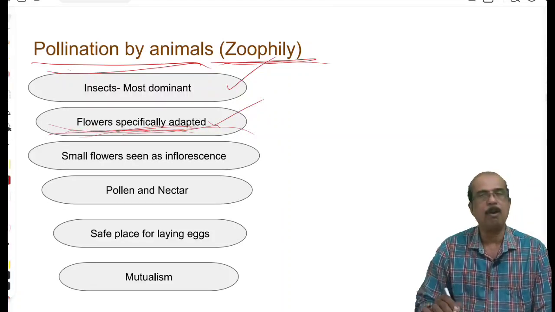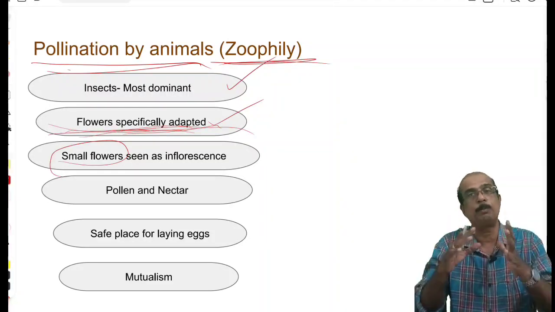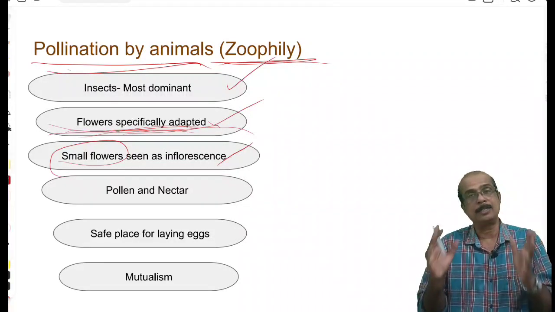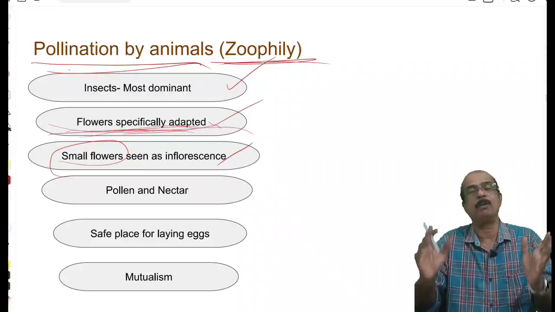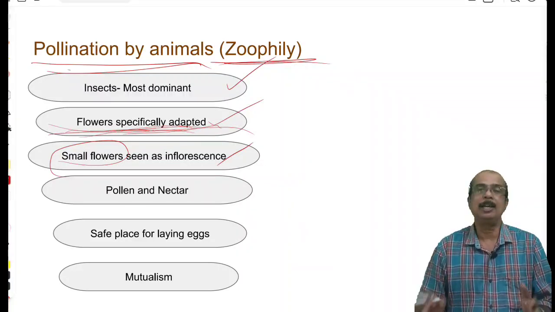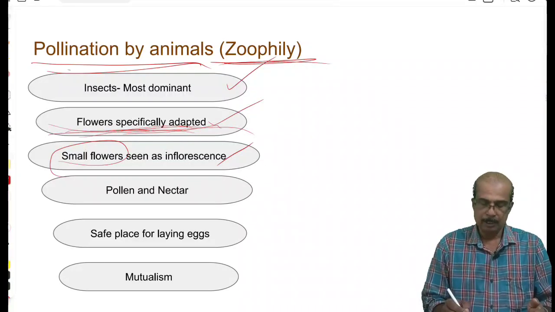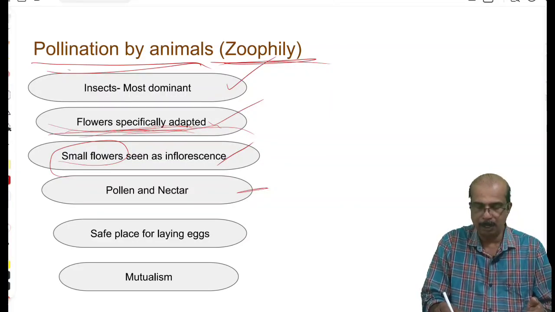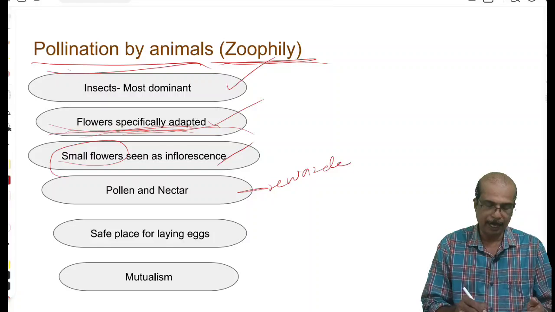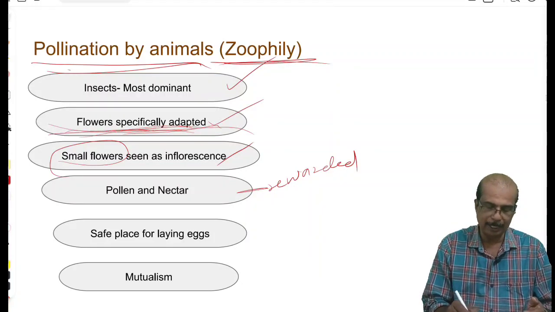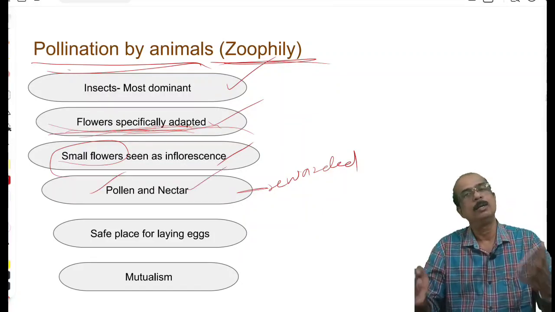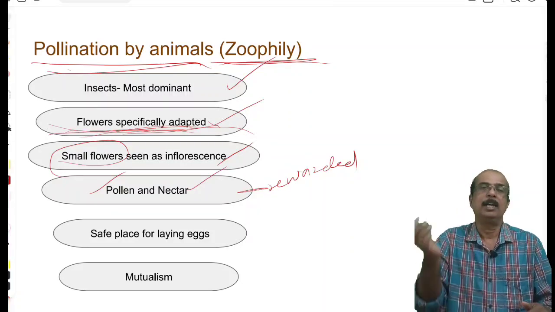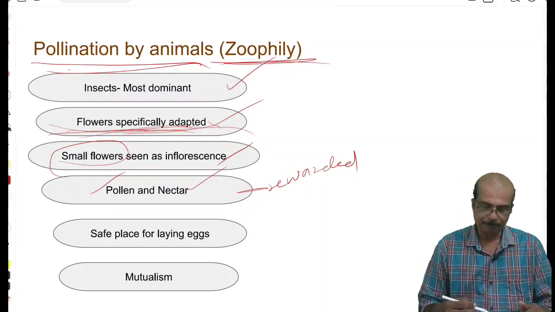If the flowers are small in size, they may group together in the form of an inflorescence, so that an insect can pollinate several flowers in a single visit. Sometimes the pollinating agents are rewarded by the flower or by the plant. The flower gives pollen and nectar as a reward to the pollinating agent. In return, the pollinating agents pollinate the flower.